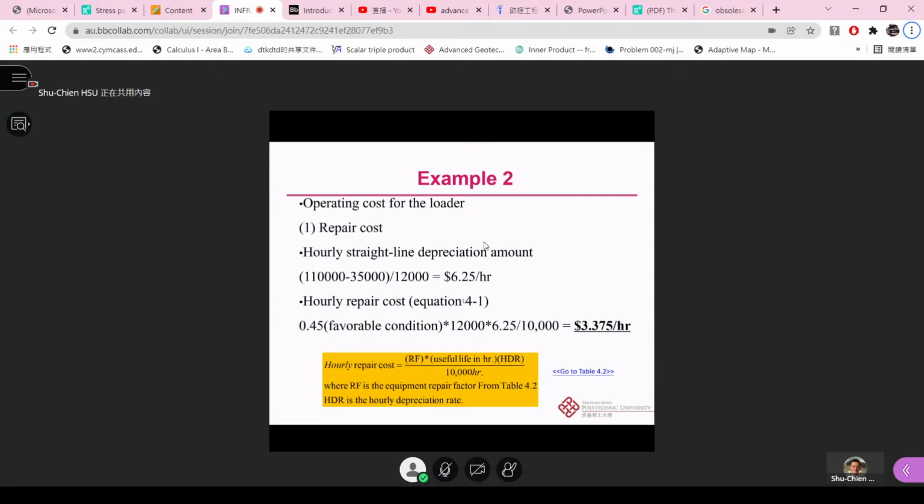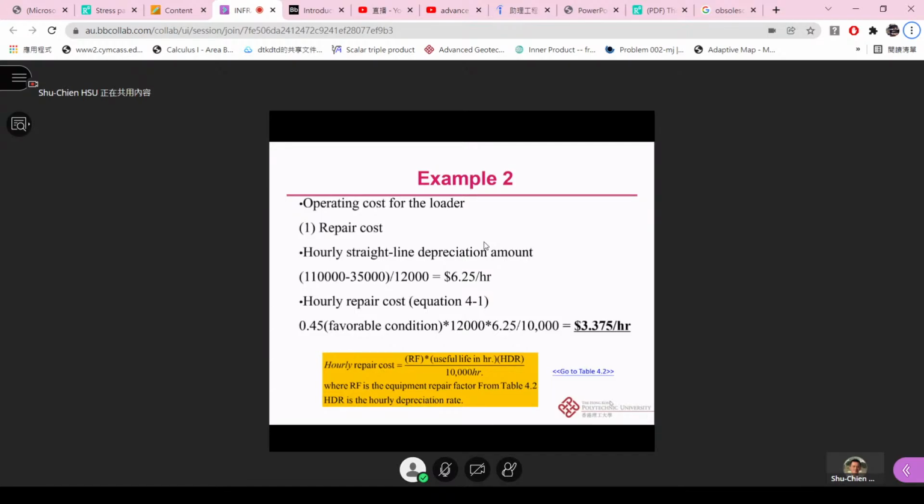So we have the hourly repair cost based on equation 4.1. We have the favorable condition. For this one, I think so many students ask me how we can determine whether this is the favorable condition, average condition, or whatever. I will tell you that for this subject, there's no 100% correct answer because those things need to have the assumption. For example, if I didn't mention that during an exam, you can make whatever assumption that you want. It can be favorable condition, average condition, but you need to tell me that this is your assumption, and then you put the number here, all right?